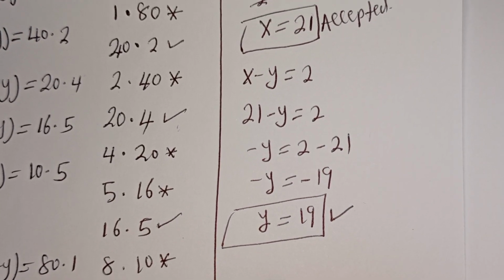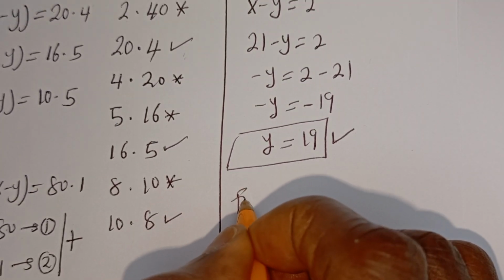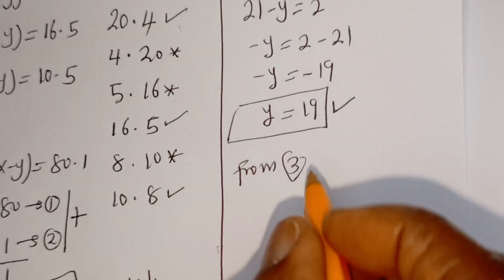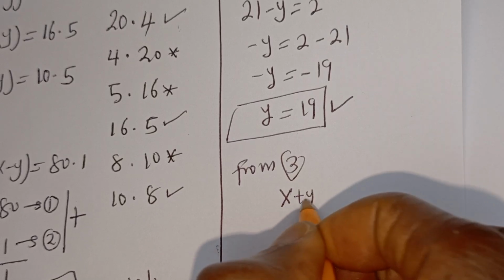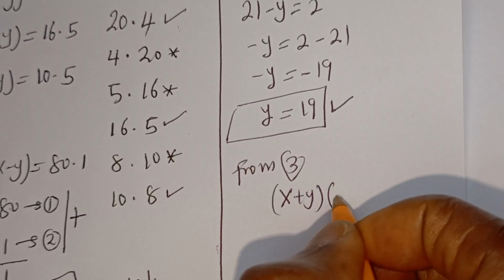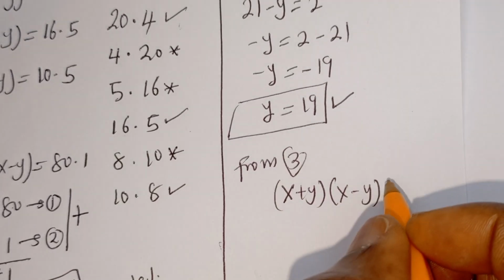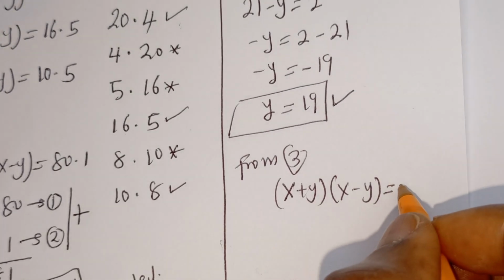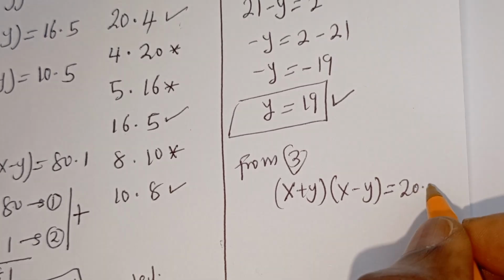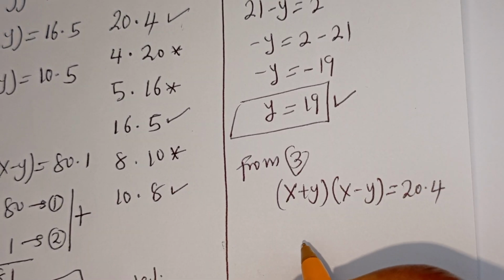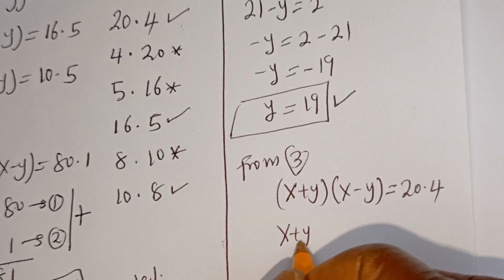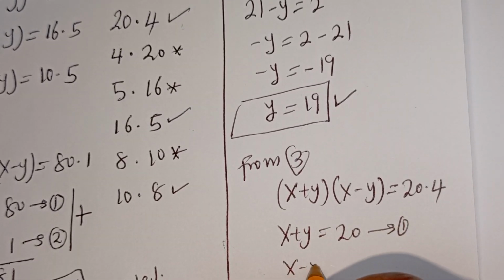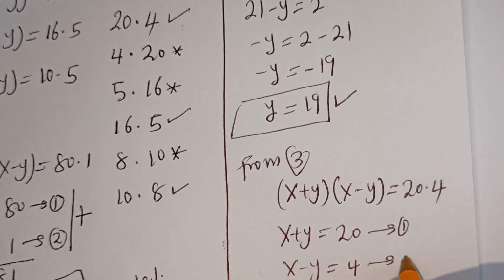Now, let's consider the third case. From the third case, we have (s plus y)(s minus y) is equal to 20 multiplied by 4. Then s plus y is equal to 20. This is equation 1. s minus y is equal to 4. This is equation 2.